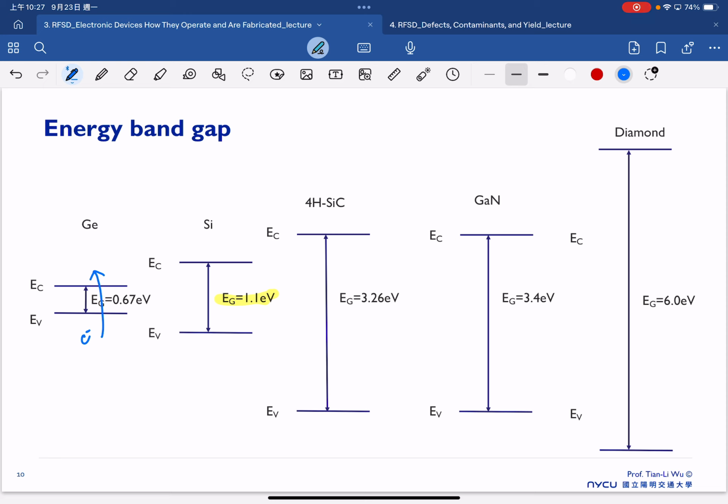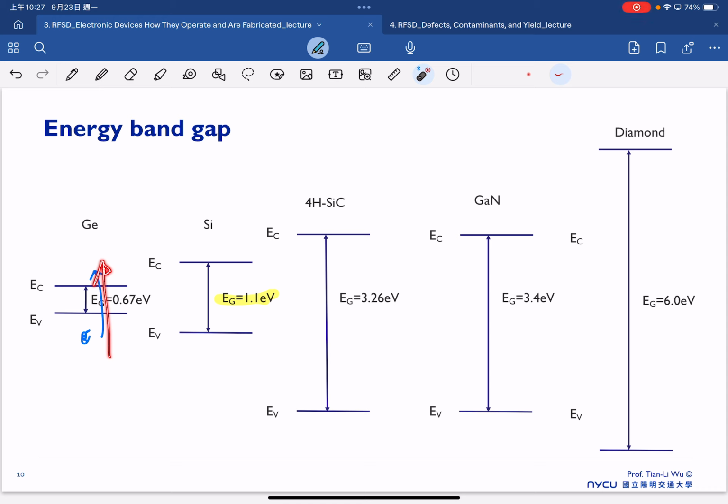That means as long as this gap becomes smaller, the electron can more easily cross this barrier and reach the other side. So this material easily has electron flow, which reflects as leakage current inside this material.